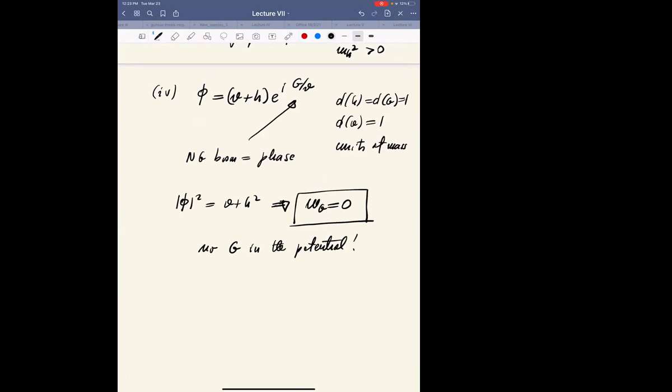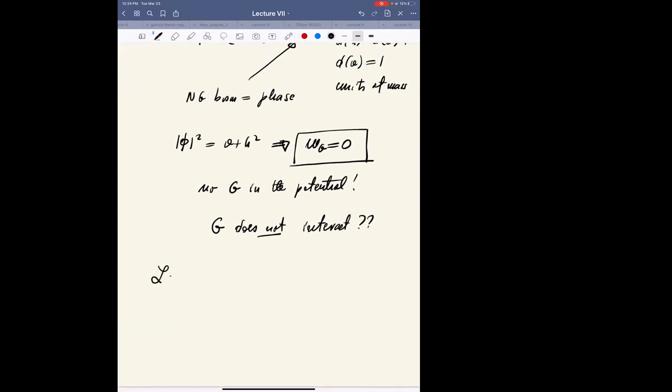So you can say, oh, but then there are no interactions. What is going on? G does not interact with H. Is that true? No, it's not true, because there is a kinetic energy, which is 1/2 d mu phi star, d mu phi.